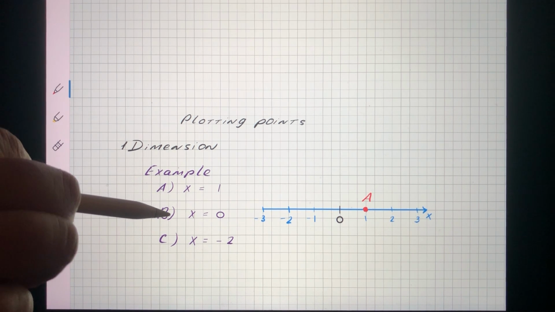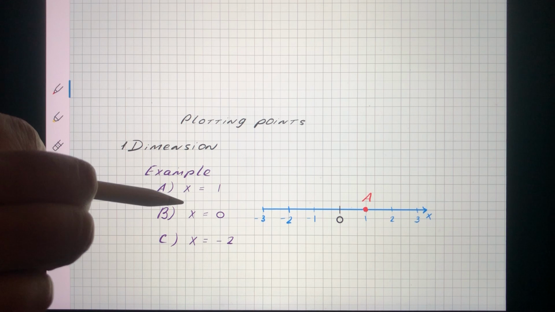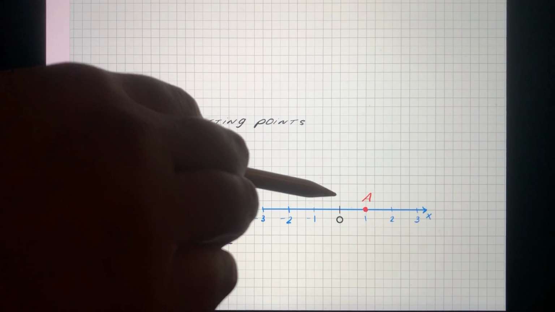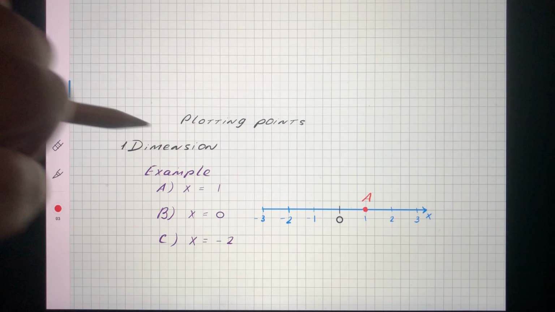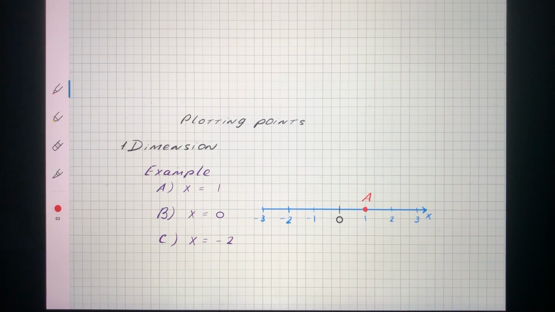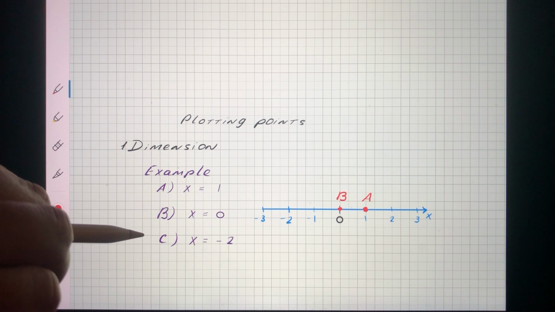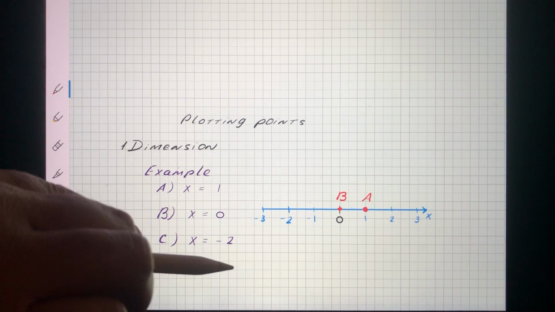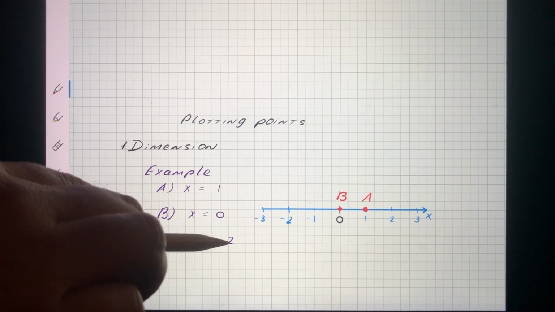Now the example B has x equals 0, which means we start at the origin. The 0 is called the origin, and we don't go anywhere because the x distance is 0. So the point B is straight in the middle. Now the last example, once again, we begin at the origin and then we count how many units we go to the left or to the right.